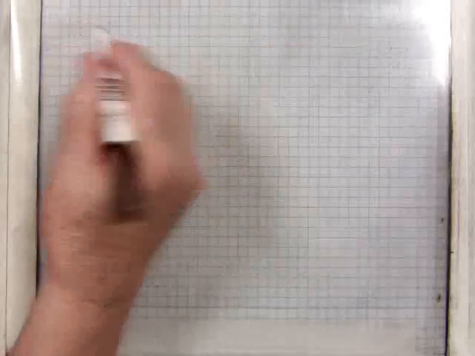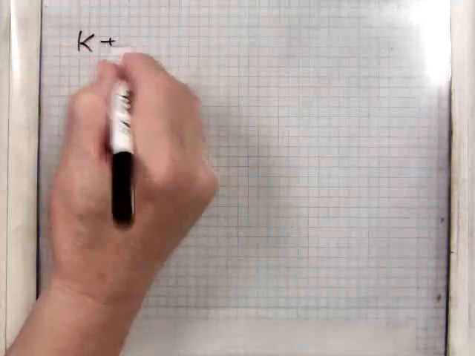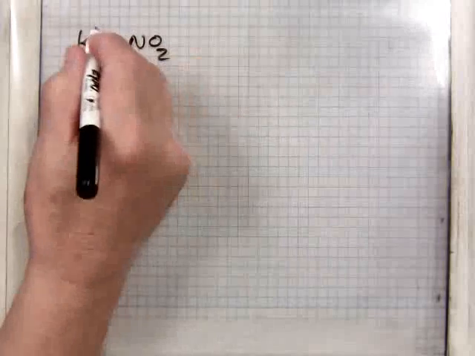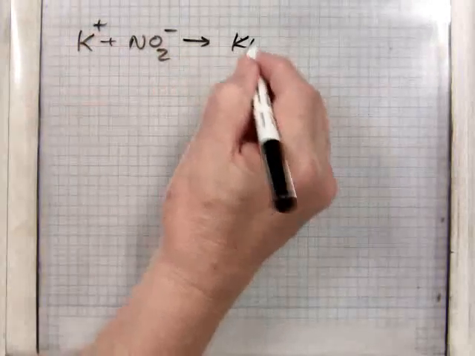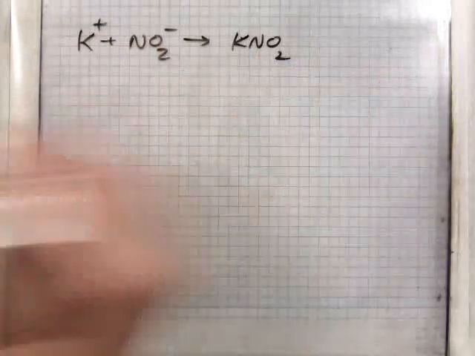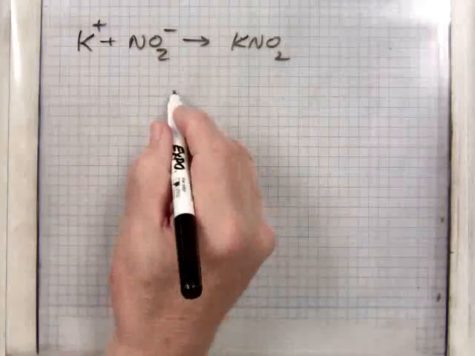Let me get to the polyions, and it's very straightforward there also. If you have a potassium connecting up with a nitrite, for example, 1-to-1, and you have KNO2, well, this compound will be potassium nitrite.